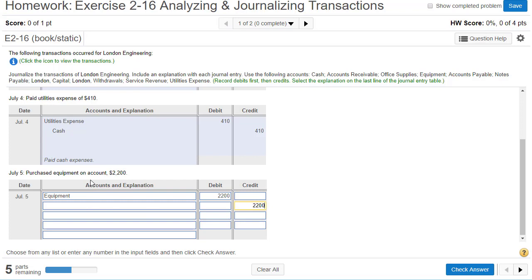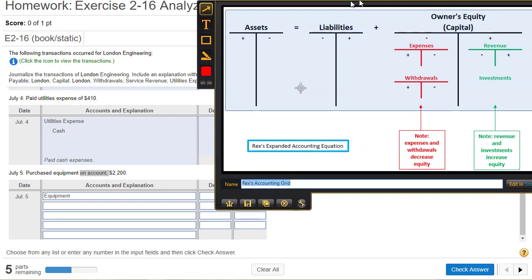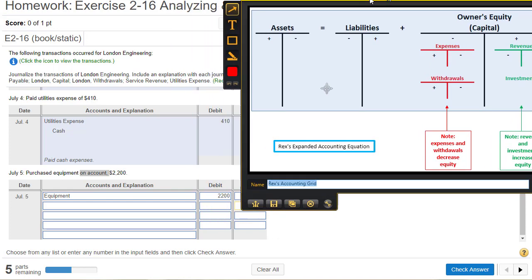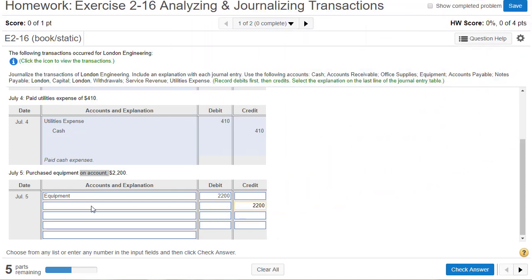But let's figure out what the account is. So are we paying cash? No, it says we bought it on account. So what does that mean? If we buy something on account, that means we are promising to pay later. So we now have a debt. So which one of these is a debt? Liabilities is a debt. And the type of liability that we're going to use for this is called accounts payable.